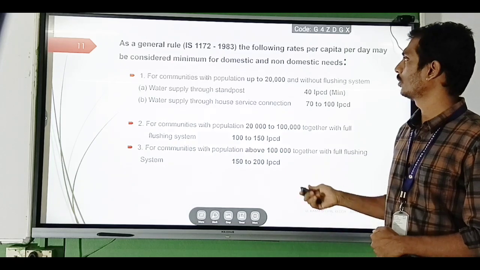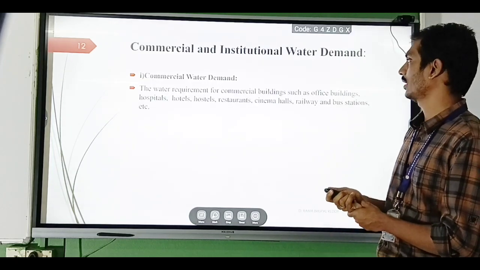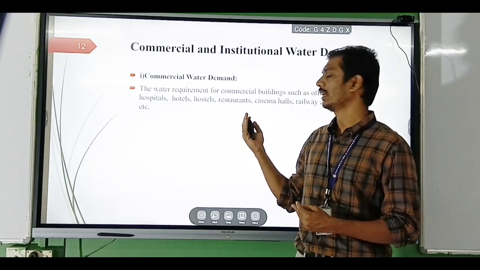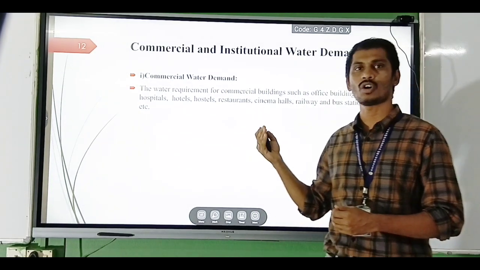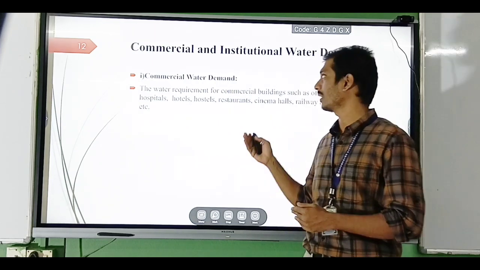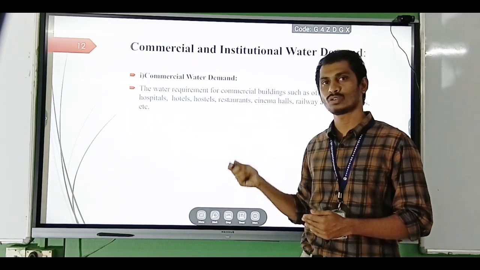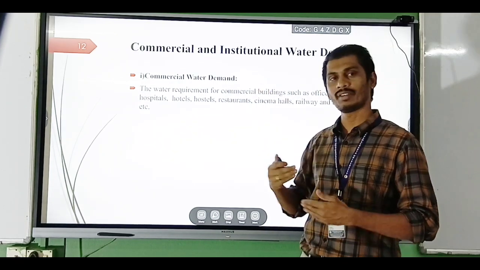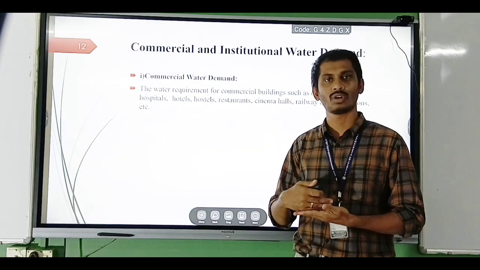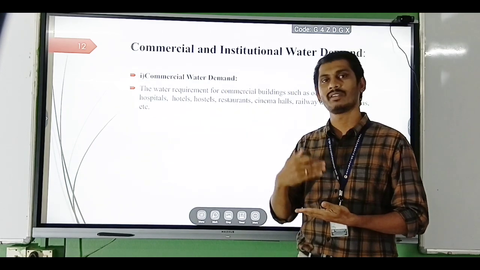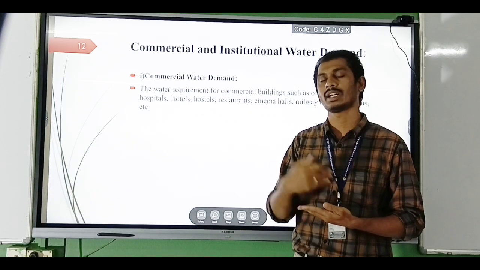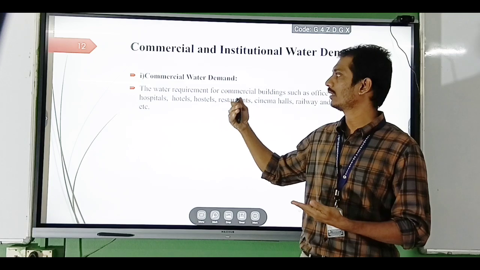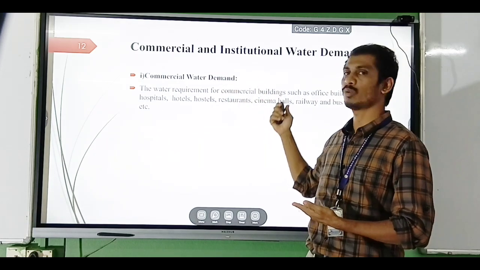Next, we'll go with commercial and institutional water demand. Buildings like cinema halls, offices, hostels, hospitals, all these come under commercial activities, while schools and colleges come under institutional. To maintain that institute or commercial building, definitely we need some quantity of water. That quantity of water to maintain it is said to be commercial or institutional water demand.